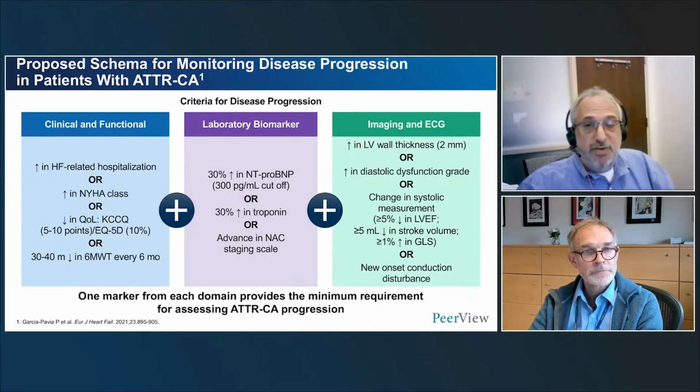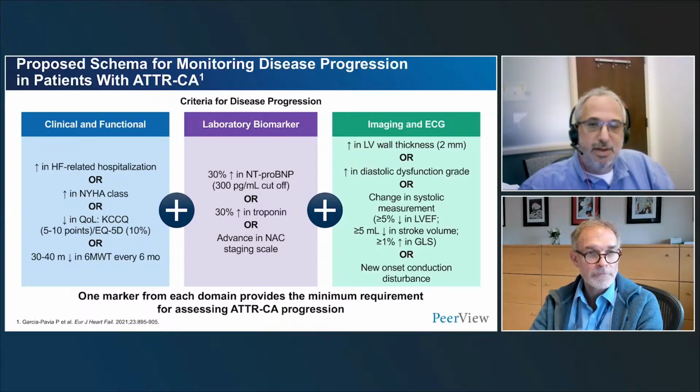With regard to progression, I think this is an emerging arena. This was the first paper several years ago based on a group of experts to propose criteria in the clinical and functional biomarker and imaging realm. There's been a wealth of other data, predominantly that emerging from the National Amyloidosis Centre with Julian and Marianna Fontana, demonstrating that many of these parameters are useful. Some are not so useful.